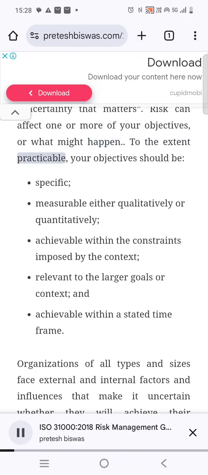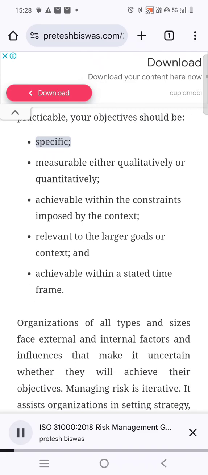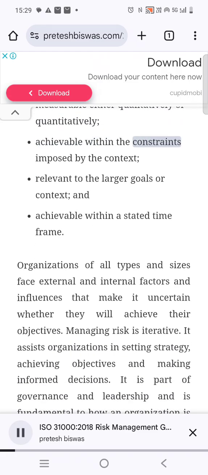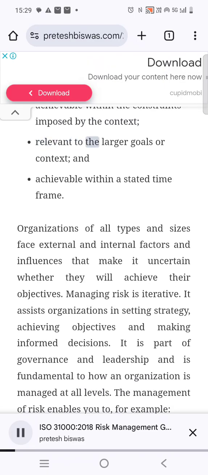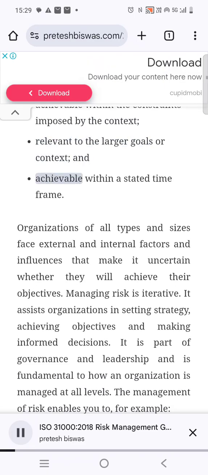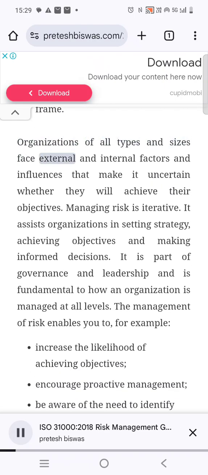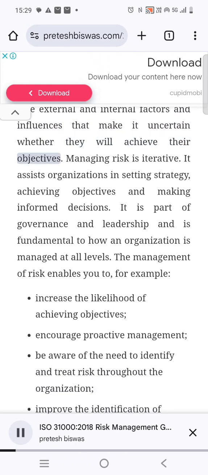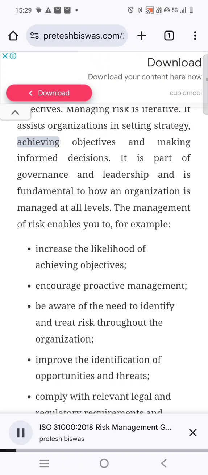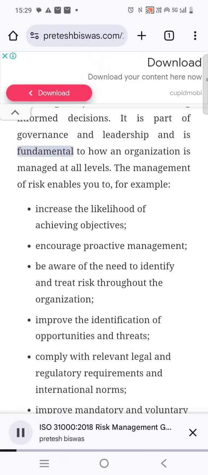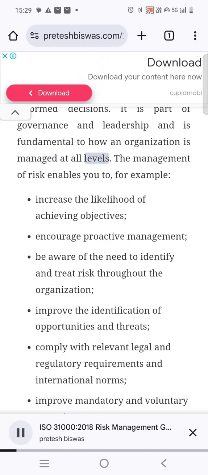To the extent practicable, your objectives should be specific, measurable either qualitatively or quantitatively, achievable within the constraints imposed by the context, relevant to the larger goals or context, and achievable within a stated time frame. Organizations of all types and sizes face external and internal factors and influences that make it uncertain whether they will achieve their objectives. Managing risk is iterative. It assists organizations in setting strategy, achieving objectives, and making informed decisions. It is part of governance and leadership and is fundamental to how an organization is managed at all levels.